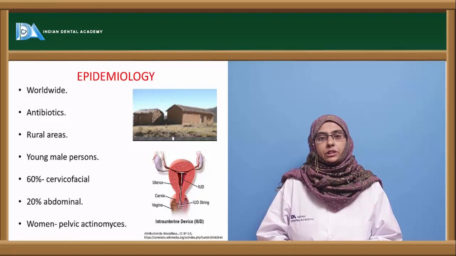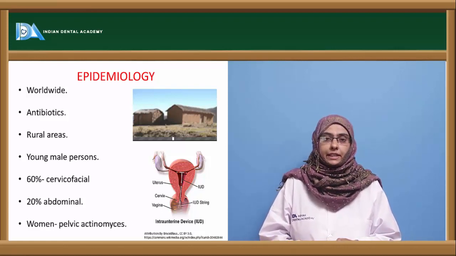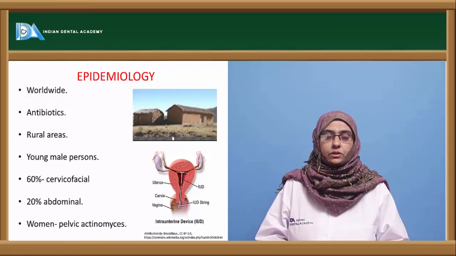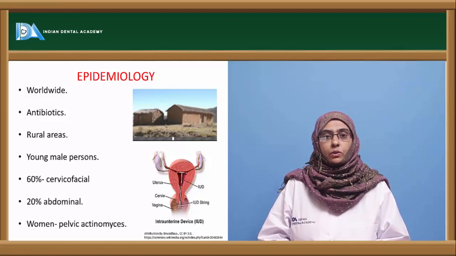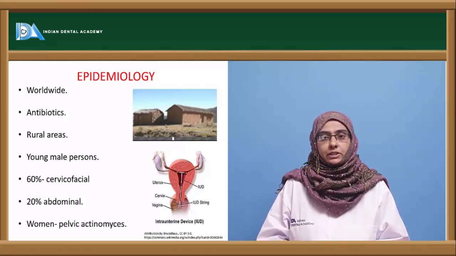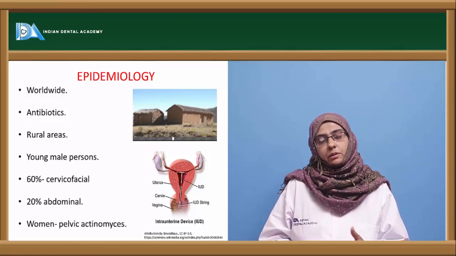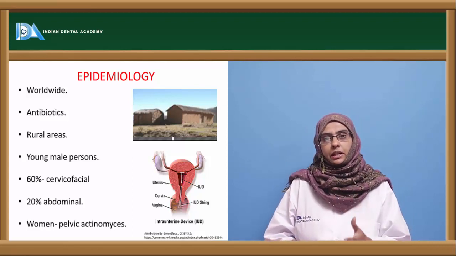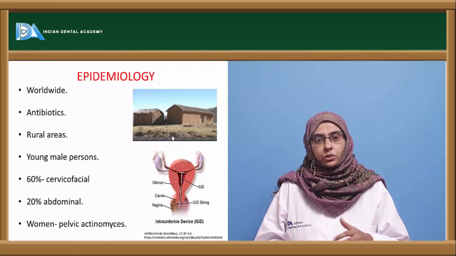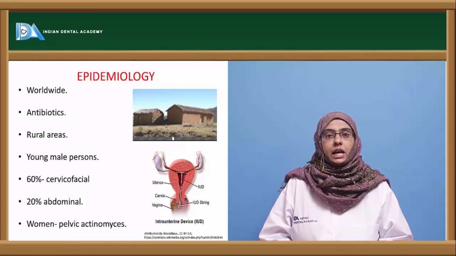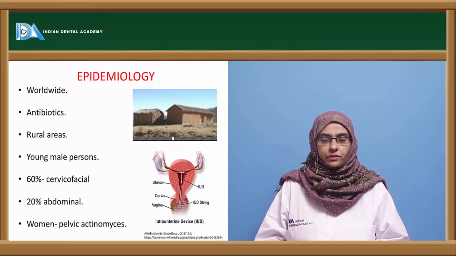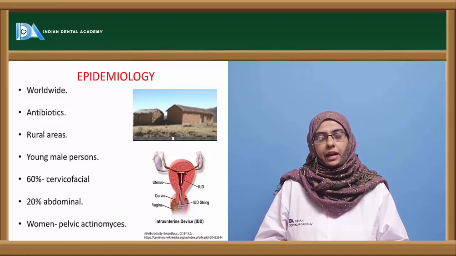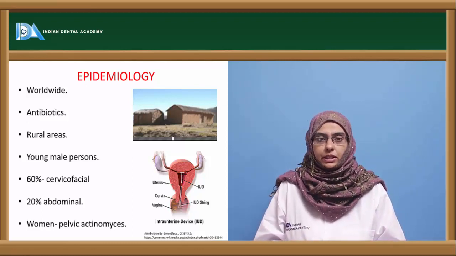Now coming to the epidemiology, this disease was thought to be worldwide, but the cases have come down after treatment with antibiotics, and it is now only a disease of rural areas affecting agricultural workers. Among them, young males between 10 and 30 years are mostly affected. The reason is unknown, but it is said that young people with poor oral hygiene are infected. 60% of cases are cervicofacial and 20% are abdominal. In women it usually causes pelvic actinomycosis because of the use of intrauterine devices.